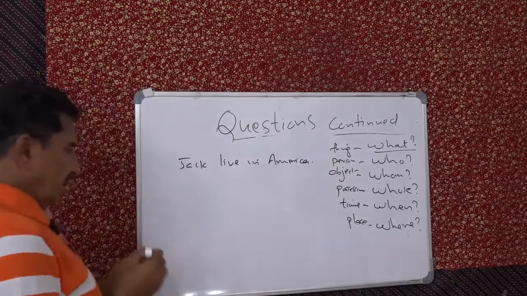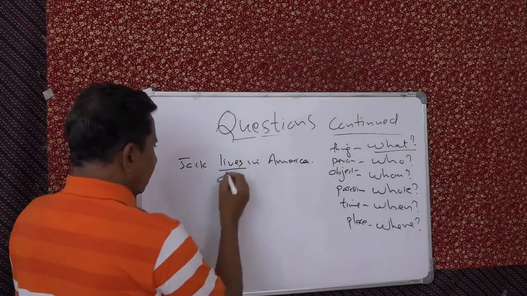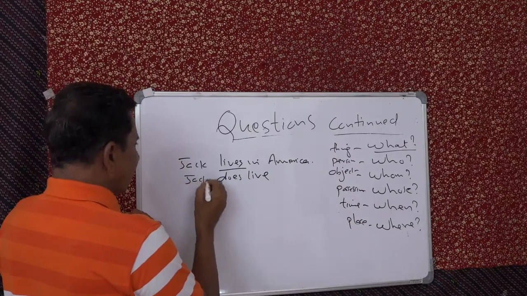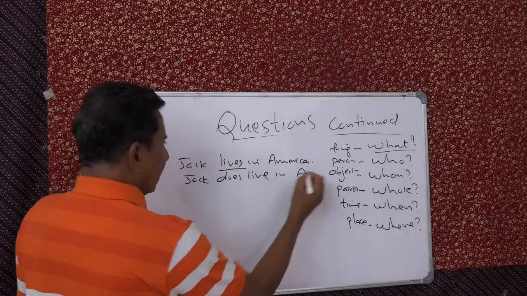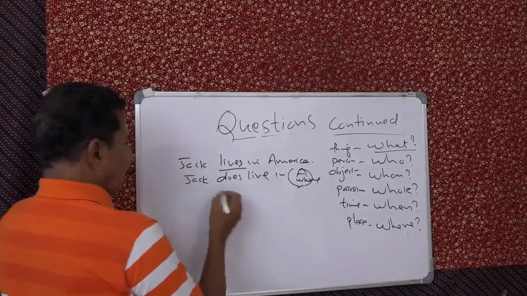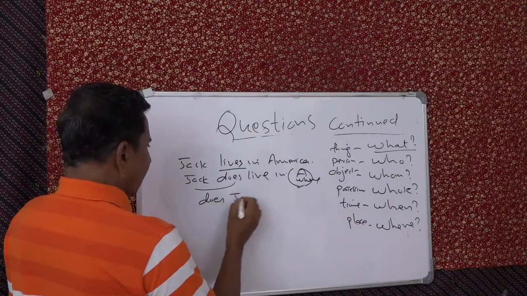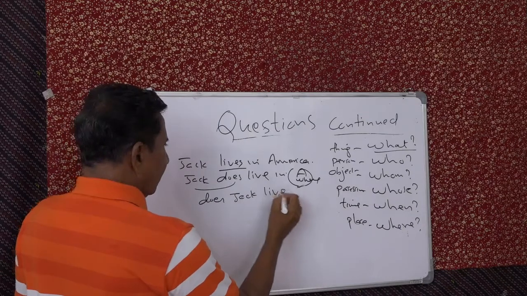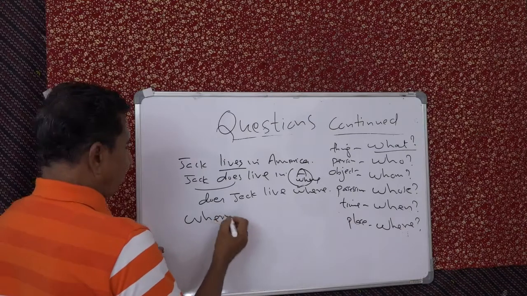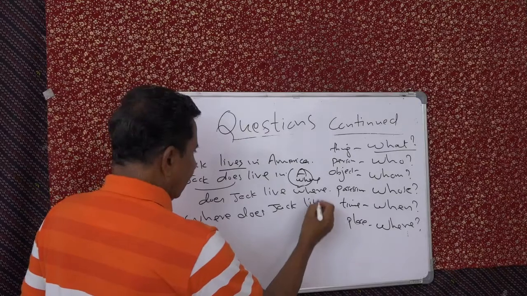Okay. Then question. Jack lives. Lives is equal to does live. Jack does live in America. America is where? So here we have to reverse. That is, does Jack live where? Question word, where. Does Jack live?